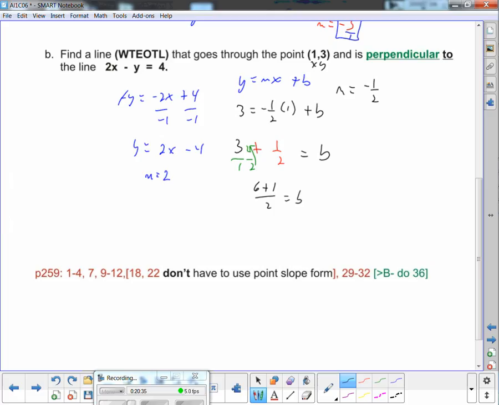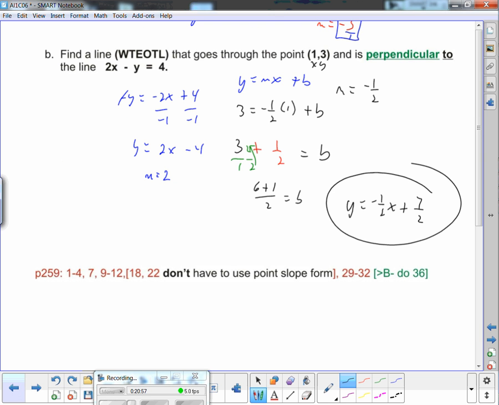And somebody write the equation of the line for me. Or why don't you all say it? Go ahead and say the equation of the line. Y equals, okay, I heard some y equals negative 1/2 x plus 7/2.